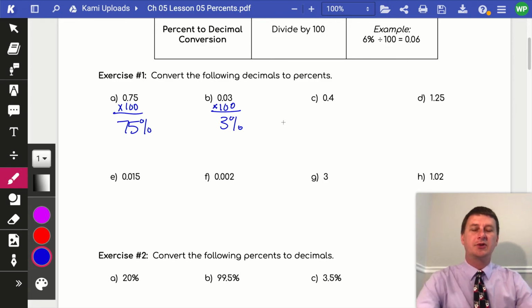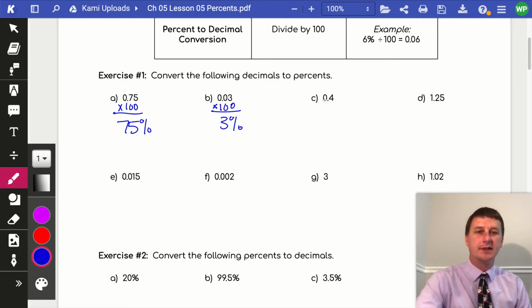0.4 is the one that's tricky because once people get the hang of how to convert to a percent, they look at that and they might think it's 4%, but that's not the case because when we multiply by 100 here, you will in fact get 40%. So be careful with ones that look like that without the zero on the end. But if we were to add that zero on the end, it wouldn't change how it looks.